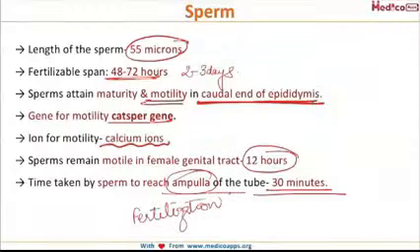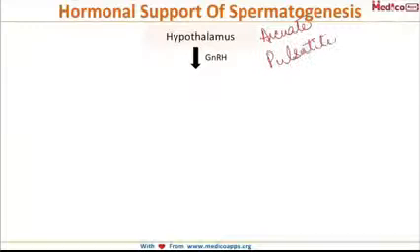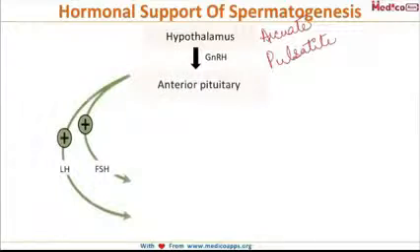Now we'll discuss the hormones supporting spermatogenesis. As in our body, the trigger for all hormonal mechanisms starts from the hypothalamus, so it's the same here also. The hypothalamus is triggered and it leads to the release of GnRH, the gonadotropin releasing hormone, from the arcuate nucleus of the hypothalamus in a pulsatile fashion. Now GnRH acts on the anterior pituitary and leads to the release of the gonadotropins FSH and LH.